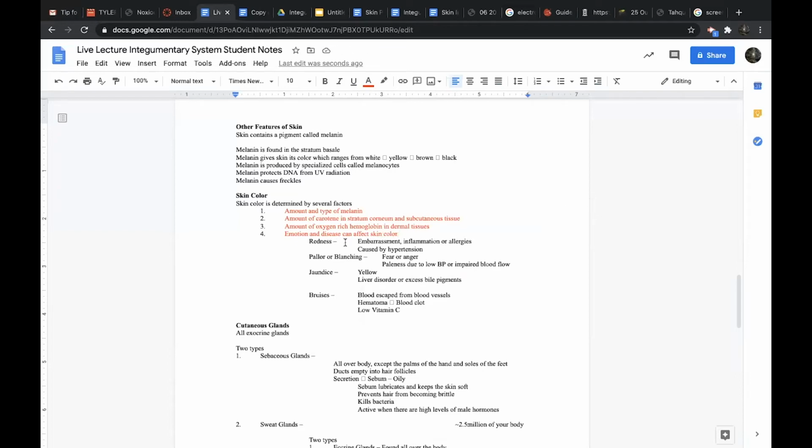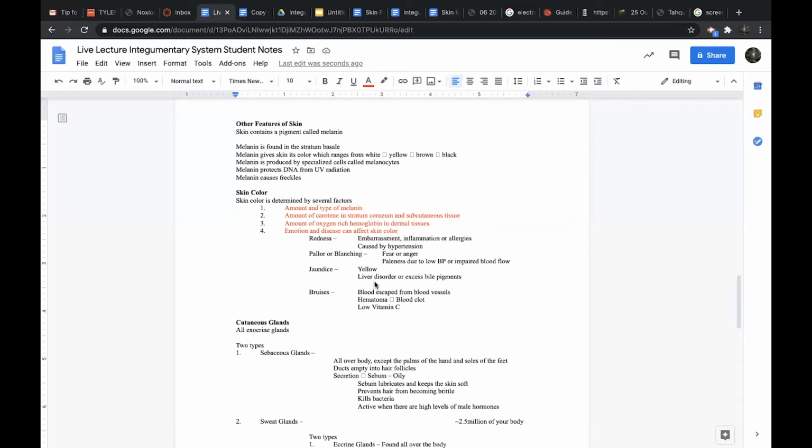Emotion and disease can affect skin color. Okay, and these are examples of that. So redness, your skin can turn red if you're embarrassed, or if you have some sort of inflammation or allergies or hypertension, so that's high blood pressure. When your blood pressure is higher, there's more blood towards the surface of your skin, making it seem red. Pale or blanching is like if you get really scared or angry. The paleness is due to low blood pressure or impaired blood flow.